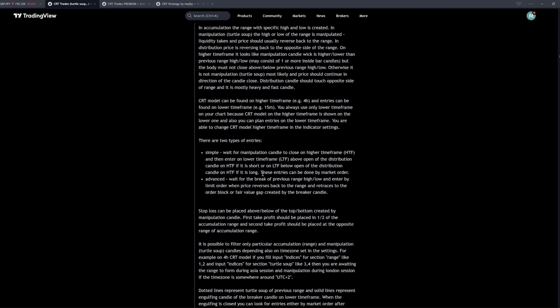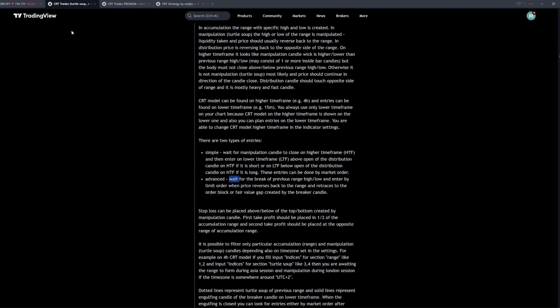So there are 2 types of entries. A simple, that's what I talked about. Wait for manipulation candle to close on higher time frame, and then enter on the lower time frame above open of the distribution candle on higher time frame if it is short, or on the lower time frame below open of the distribution candle on higher time frame if it is long. These entries can be done by market order.